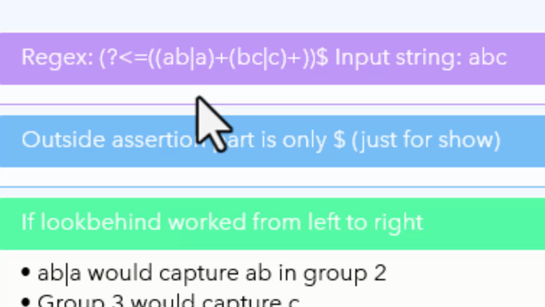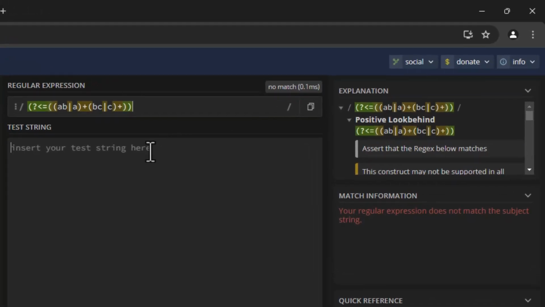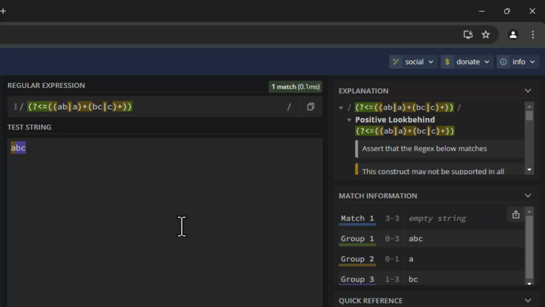So let's go to Regex 101 and have a quick look, which is our test website for regular expressions. I've already written our regular expression right here, and I'm going to write A, B, C here. Let's evaluate what happens here. But first, let me show you what the group names are.